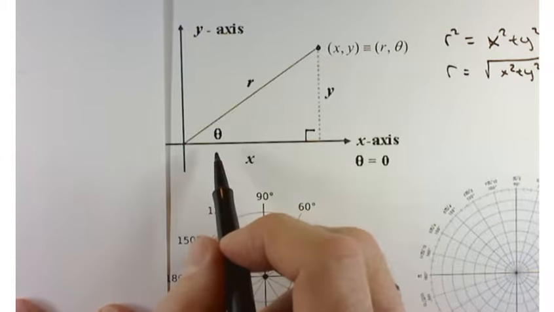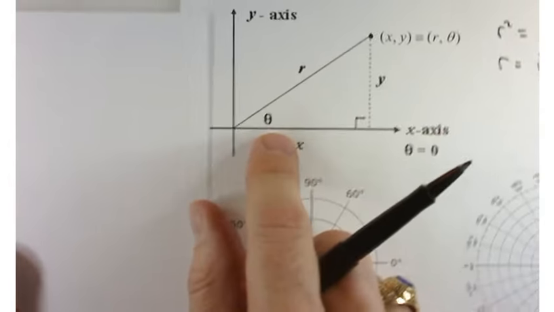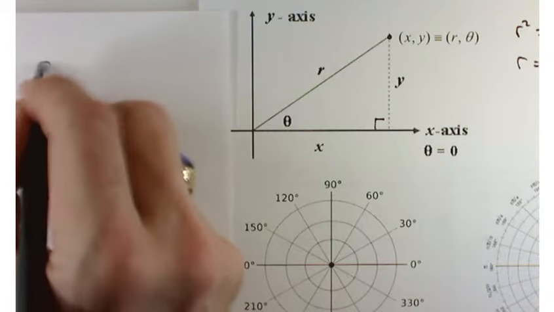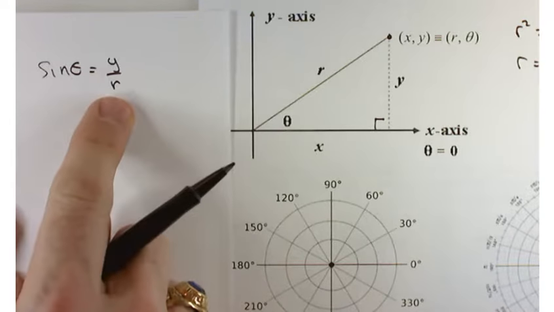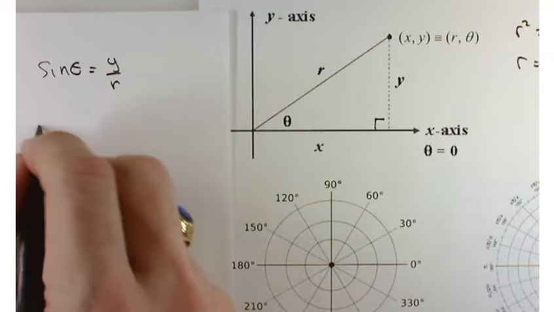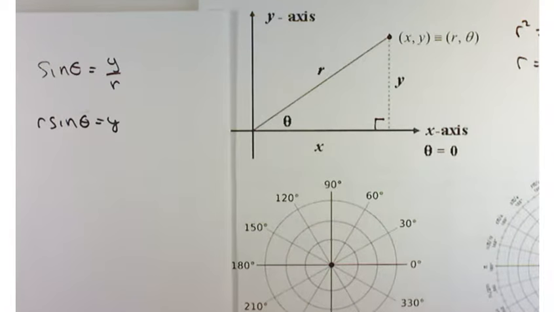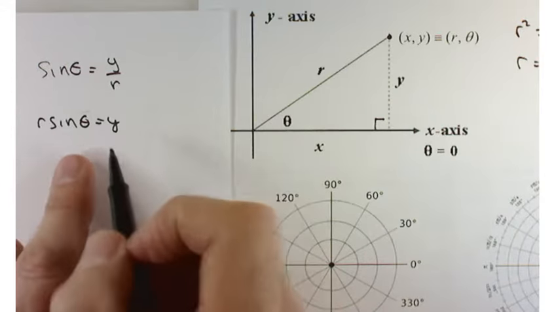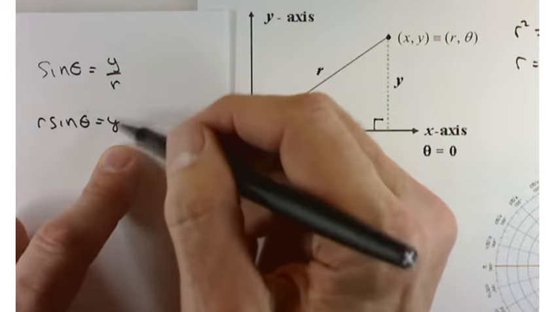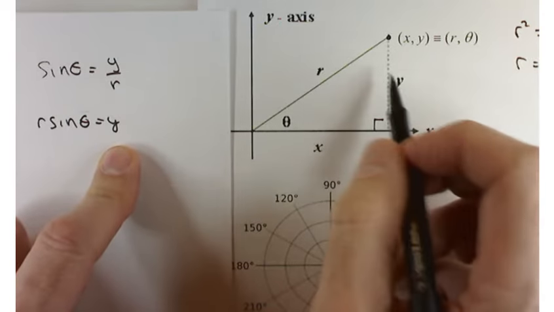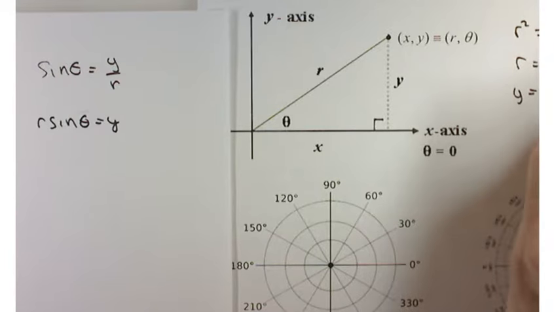What if I took a look at the sine of theta? What would the sine of theta equal? The sine of theta would be y over r. And if I multiply both sides by r, I get r times the sine of theta equals y. And this really reflects the fact that sine of theta is associated with the vertical component of your angle. So y equals r sine theta.